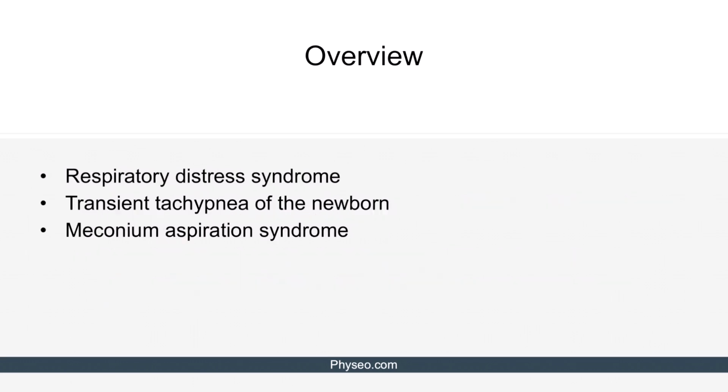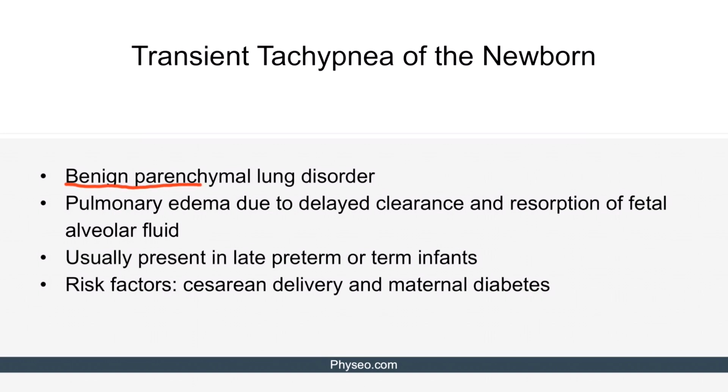All right, now let's move on to discuss transient tachypnea of the newborn. This is a benign parenchymal lung disorder secondary to delayed clearance and resorption of fetal alveolar fluid. This neonatal respiratory pathology is more common in late preterm or term infants. The risk factors include cesarean delivery and maternal diabetes.